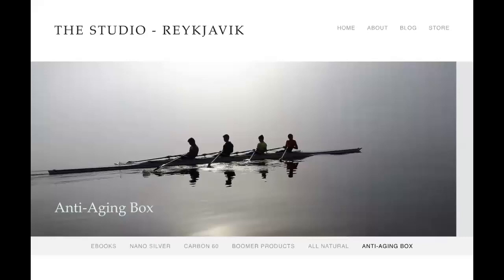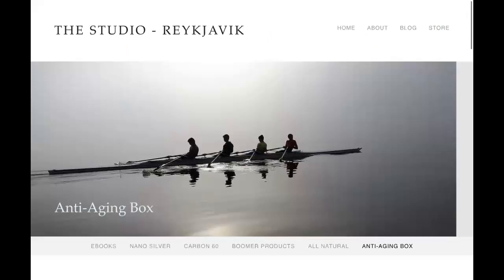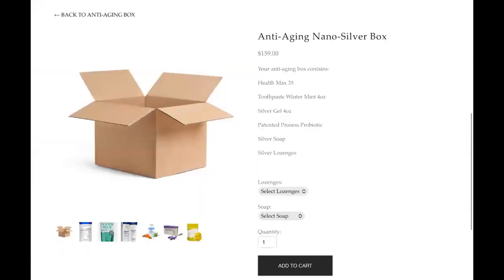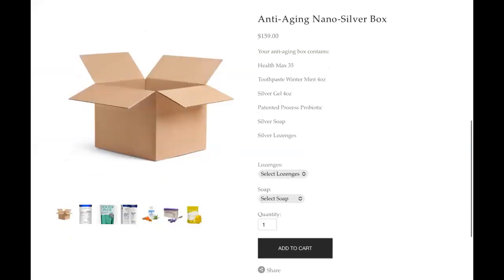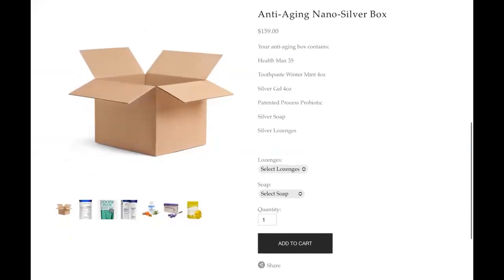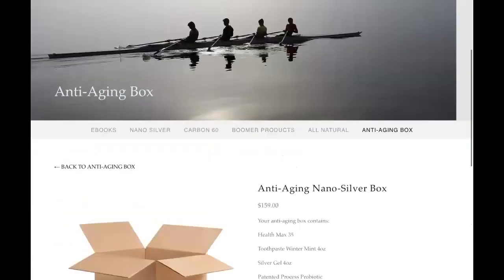Now, I've curated different boxes here, right? What people would need to start an anti-aging protocol. If they were only using nano silver, they could get this box where it would have Max 35, the toothpaste, the silver gel, the probiotic, the silver soap, and the silver lozenges, and you can pick which ones, right?